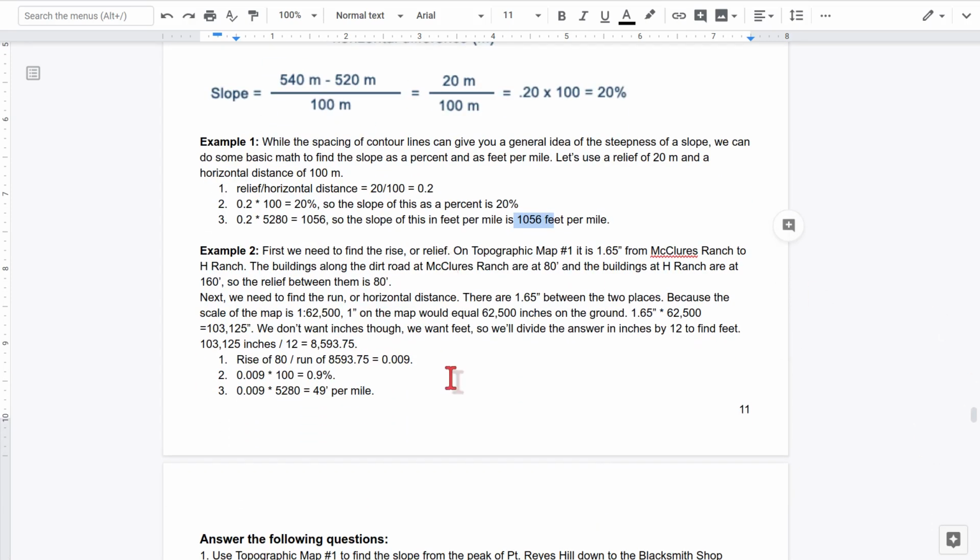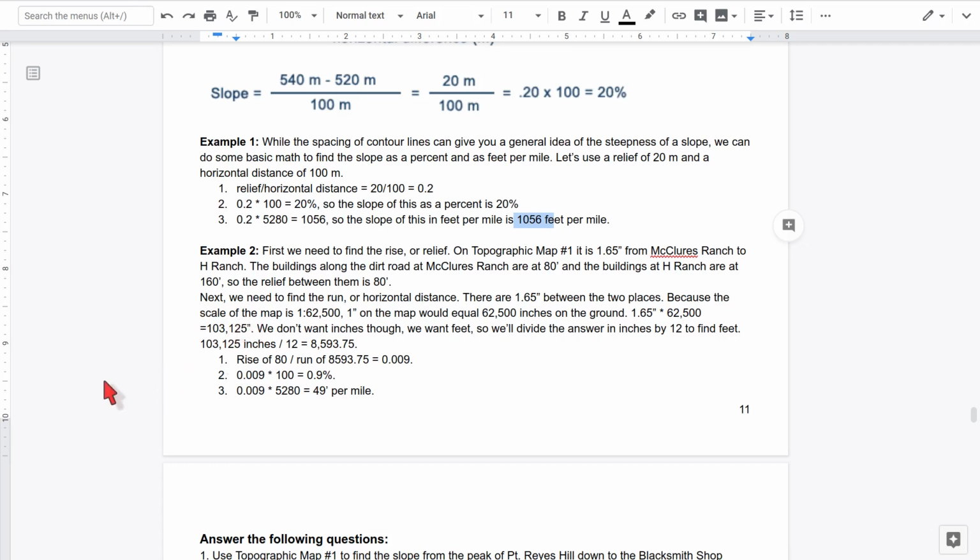Another example, on topographic map number 1, it's 1.65 inches from McClure's Ranch to the H Ranch. The buildings at McClure's Ranch are at 80 feet, and the buildings at H Ranch are 160 feet. So we know the relief is 80 feet. If there's 1.65 inches and the scale of the map is 1 to 62.5, we multiply 1.65 by 62.5 equals 1,125 inches. 1.65 inches on the map equals 125 inches on the ground.